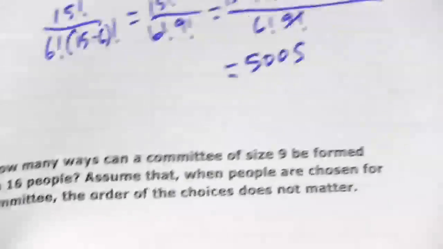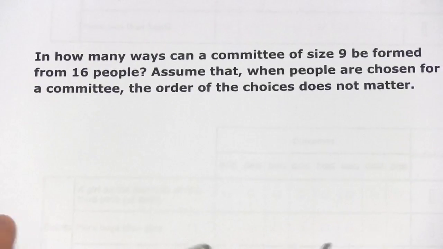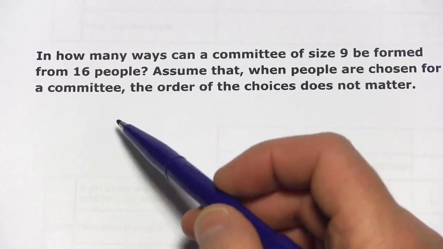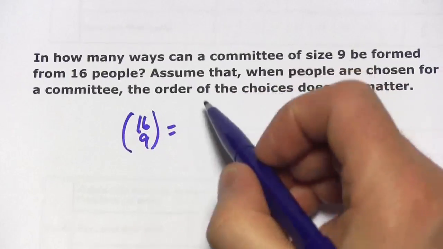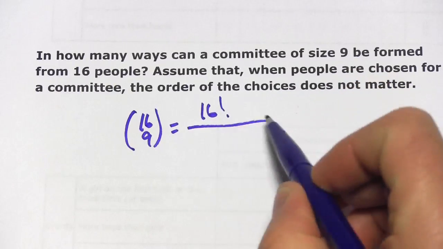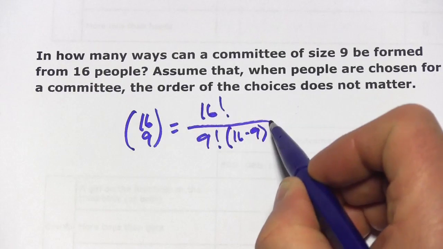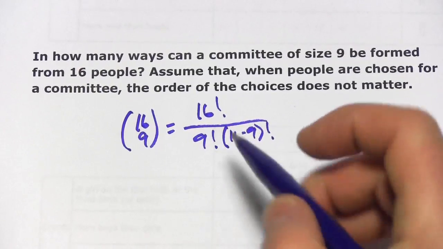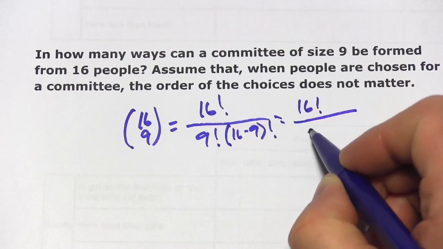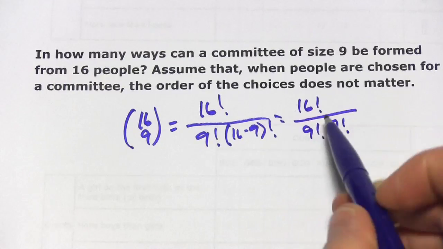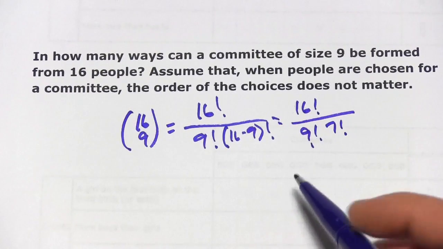Let's try one more like that. This one says, in how many ways can a committee of size 9 be formed from 16 people? So this is 16 choose 9. So we're going to have 16 factorial over 9 factorial times 16 minus 9 factorial. Well, 16 minus 9 is 7, so this is 16 factorial over 9 factorial times 7 factorial. And now we want to rewrite this 16 factorial so we can cancel out the biggest chunk down here, which would be the 9 factorial.